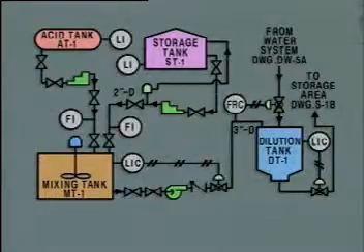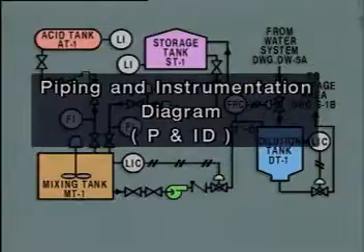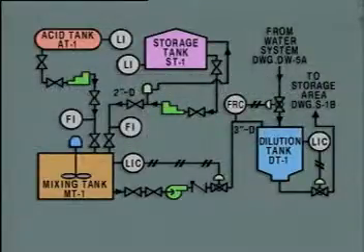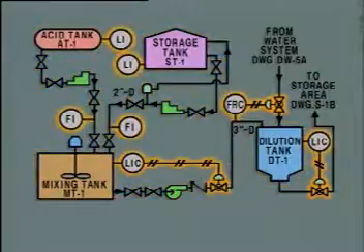A piping system diagram called a piping and instrumentation diagram, or P&ID, like this one, is used to show how a process system is monitored and controlled. A P&ID shows material flows, equipment in the system, and the devices used to monitor and control the system.